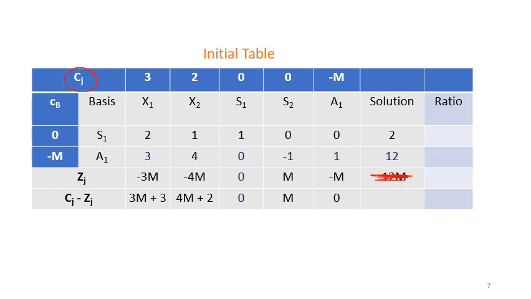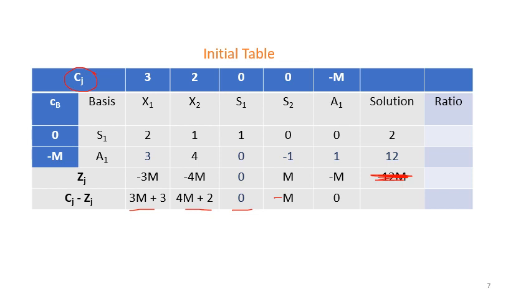Now if you see the Cj minus Zj values, this will be 3 minus 3M, that is 3M plus 3, 2 minus 4M, 4M plus 2, 0 minus 0, and 0 minus M, so this should be minus M. Make a small correction here, it is minus M, and minus M minus M is 0.